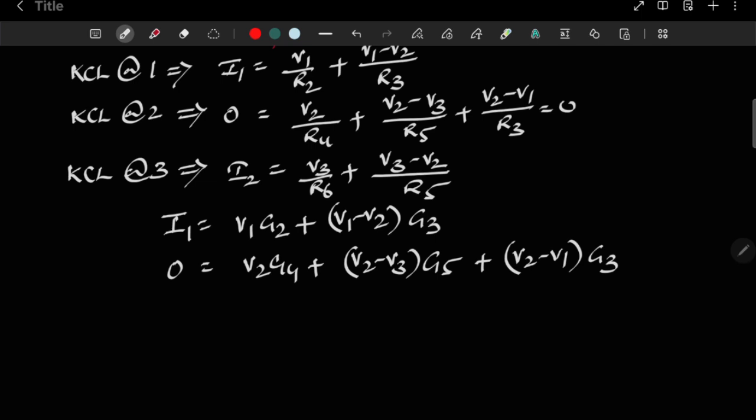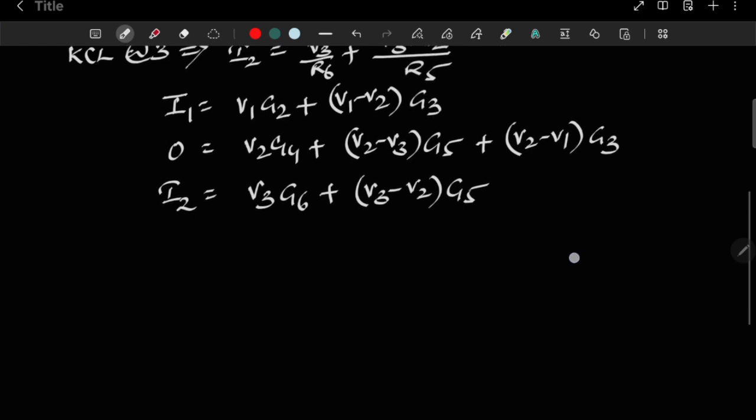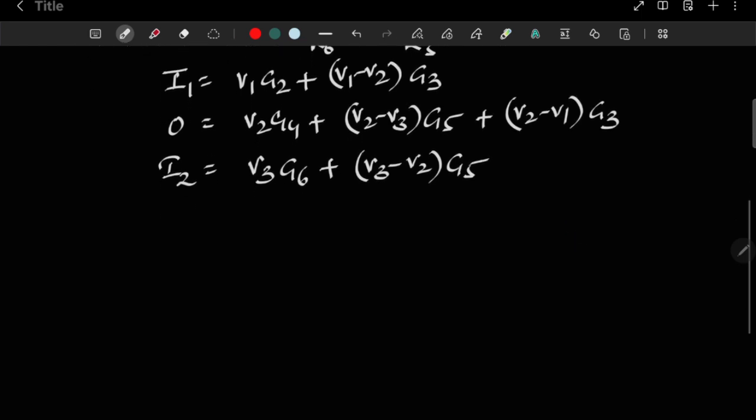Here I have already taken the equal symbol, so it is not required here. Then the third equation will be I2 is equal to V3 times 1 by R6, which we write as G6, plus V3 minus V2 multiplied with 1 by R5, which we can write as G5. Okay, now we'll do some more modifications in the three equations.